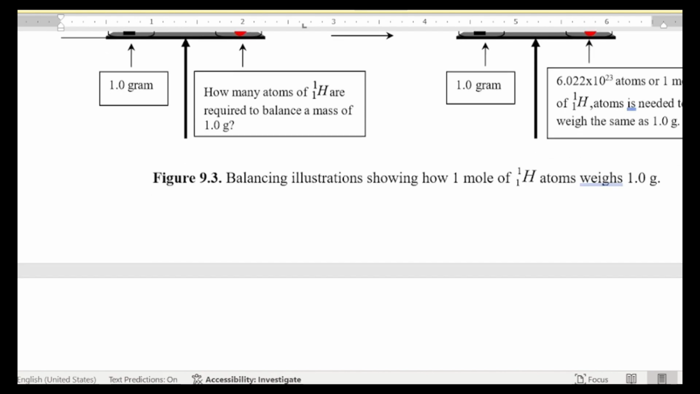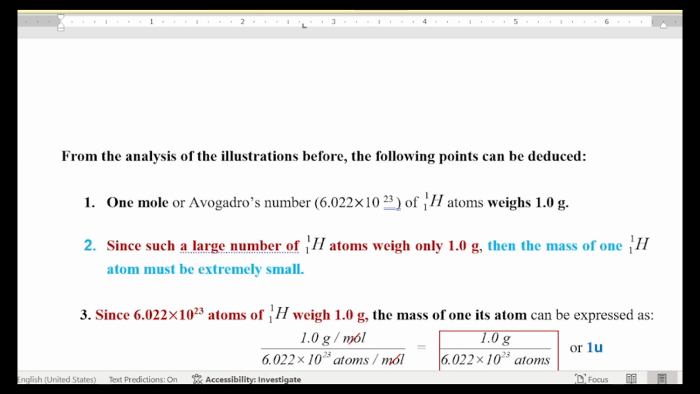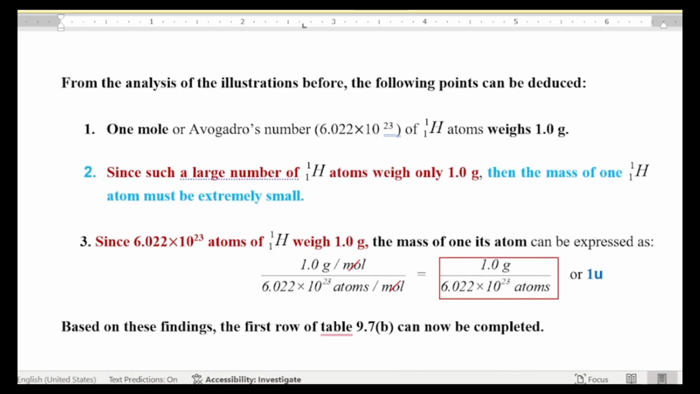Okay, so let's see the point we're making here. 1 mole, or Avogadro's number of hydrogen atoms, weighs 1 gram. Since such a large number of hydrogen atoms weighs only 1 gram, then the mass of 1 hydrogen atom must be extremely small. So what to do now to find the mass of 1 hydrogen atom? We will take 1 gram and divide it by Avogadro's number. And this is what you're going to get, or it is the same as 1 U. Translated into grams, this is what it is.